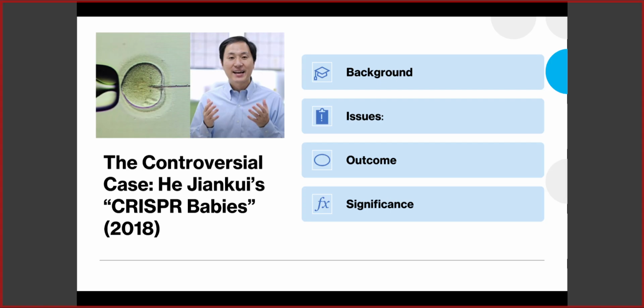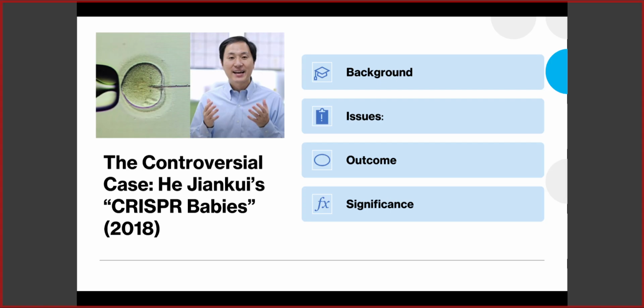The next case is about He Jiankui's CRISPR babies from 2018. So, for background, in 2018, a Chinese scientist, He Jiankui, announced the birth of twin girls whose embryos were edited using CRISPR to disable CCR5, which aimed for HIV resistance. The issue with this, however, was that the girls were not at direct risk from HIV.